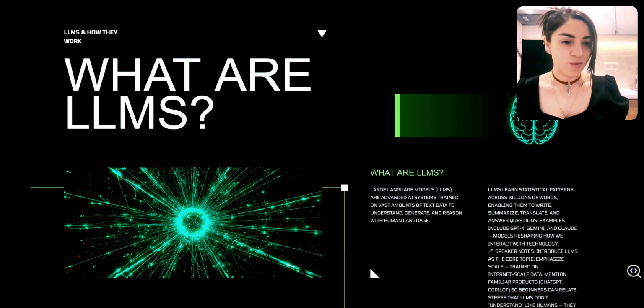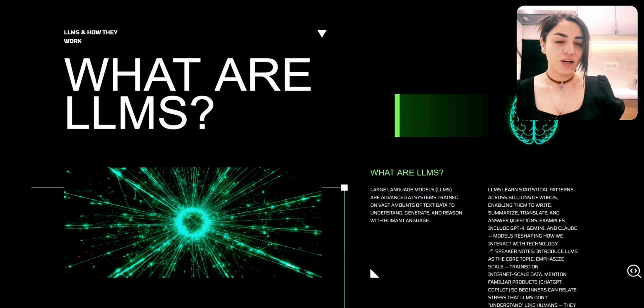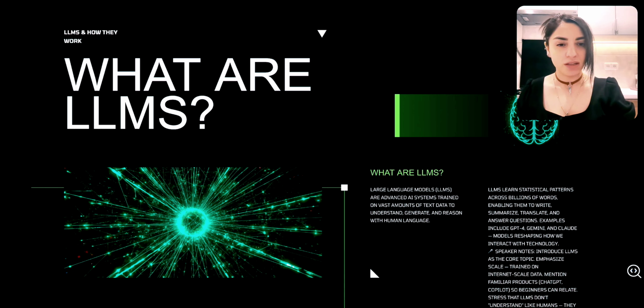What are LLMs? What are large language models? An LLM is an artificial intelligence model trained on an extremely large amount of text. The word large can describe several things, like the amount of training data, the number of internal parameters, and the computational resources required to train and run the model itself.